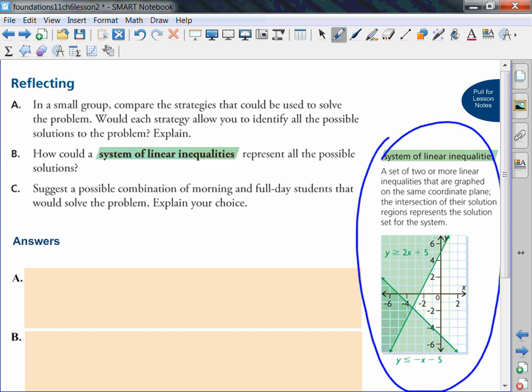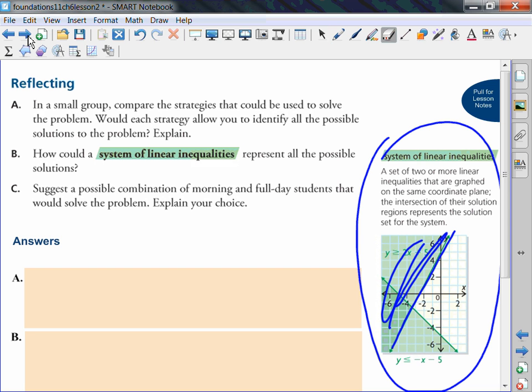Over here on the right hand side, we have a definition for system of linear inequalities. It's a set of two or more linear inequalities that are graphed on the same coordinate plane. The intersection of their solution regions represents the solution set for the system. So if we look at this line right here, the shading for it was to the left or above, however you want to call it, over in this region right over here.